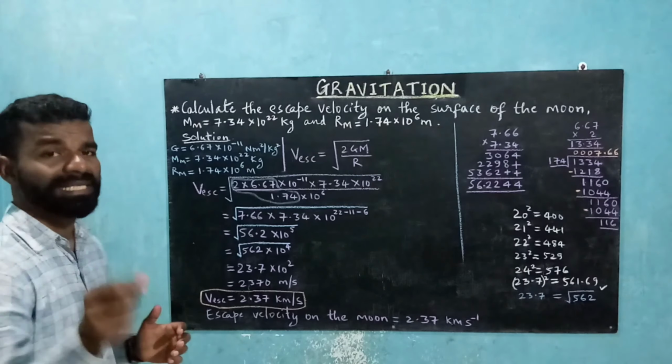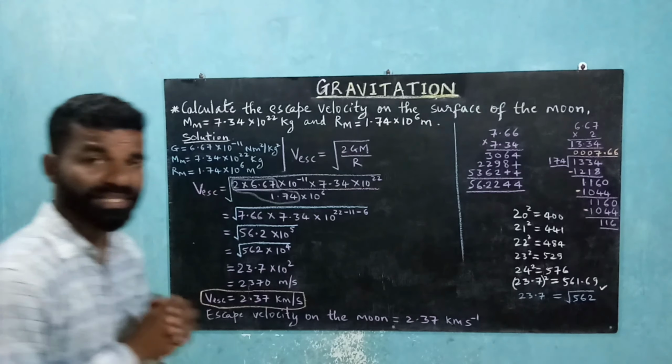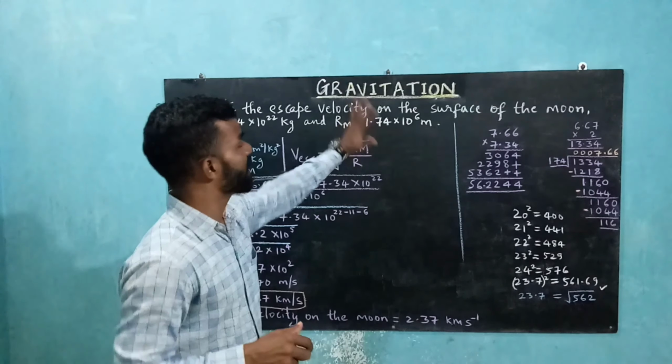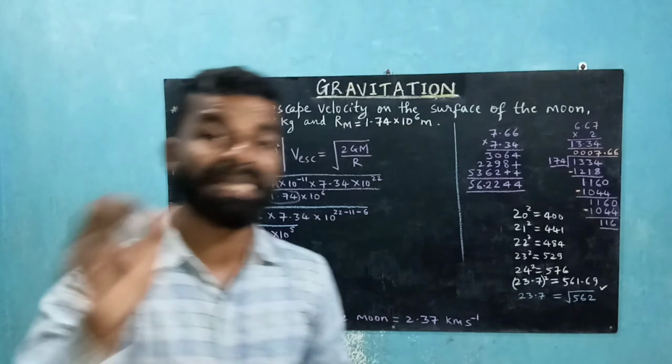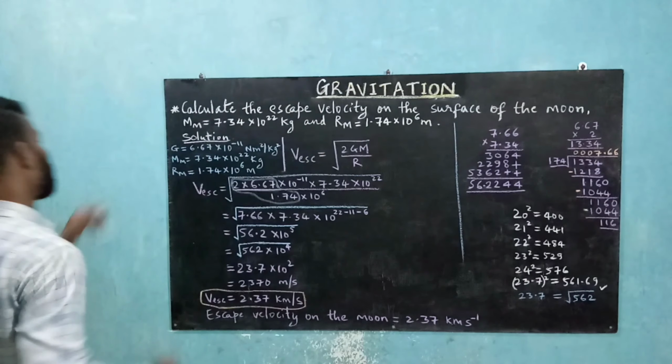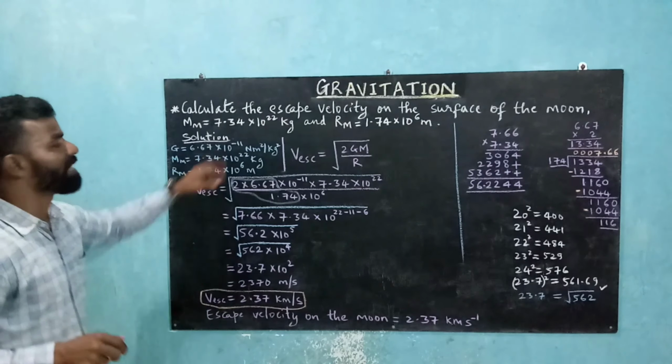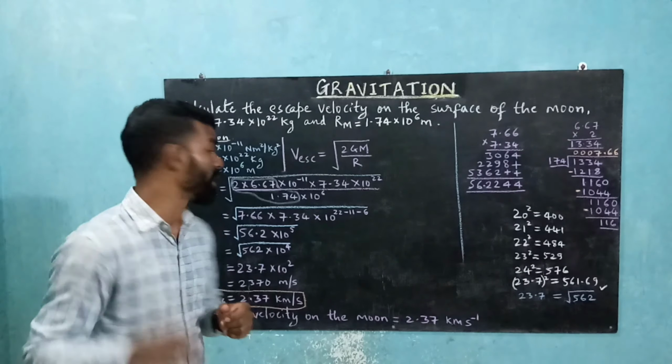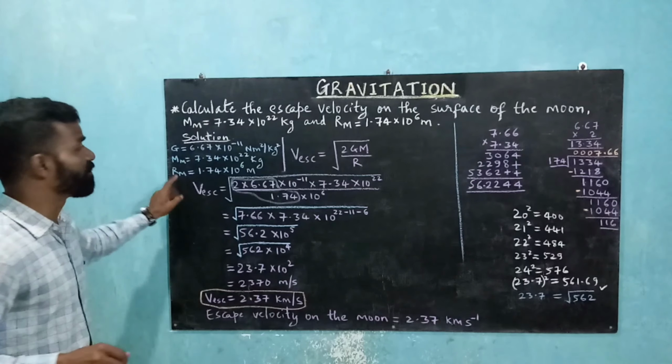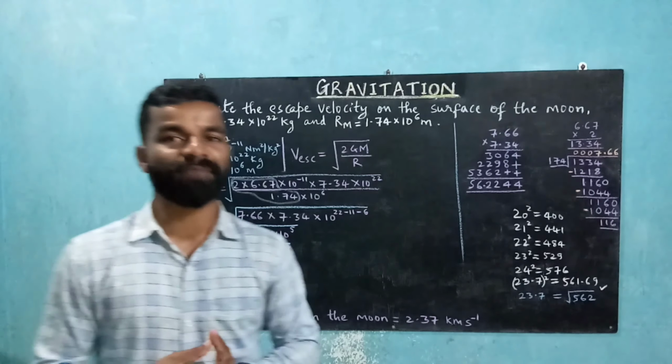The moon's mass is given as 7.34 into 10 raised to 22 kg, and the radius of the moon is given as 1.74 into 10 raised to 6 meter, and the gravitational constant, as we know, is 6.67 into 10 raised to minus 11 Newton meter squared per kg squared. So these are the three things which we know. We know the formula for escape velocity.